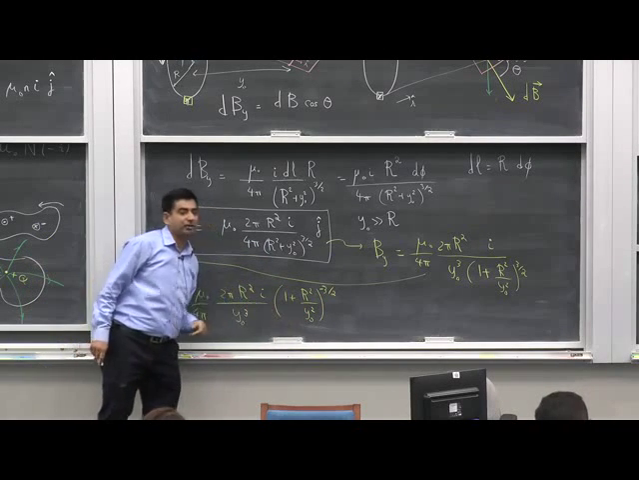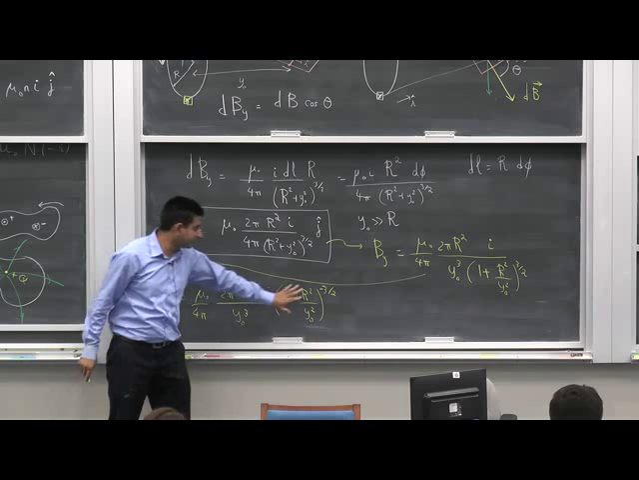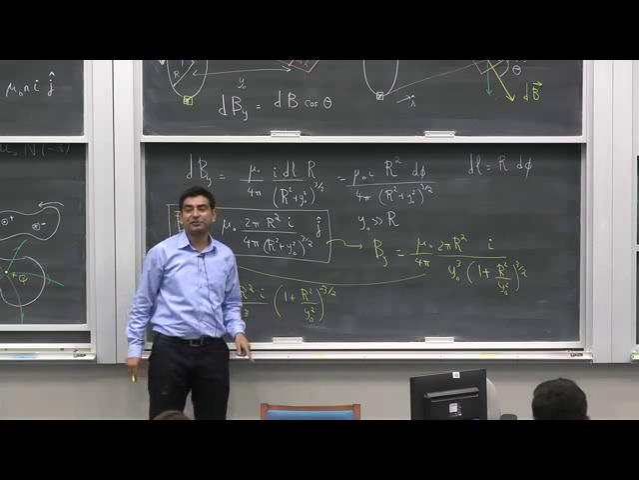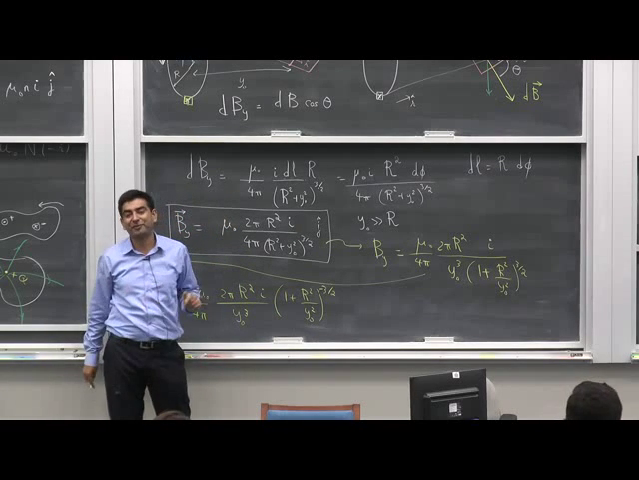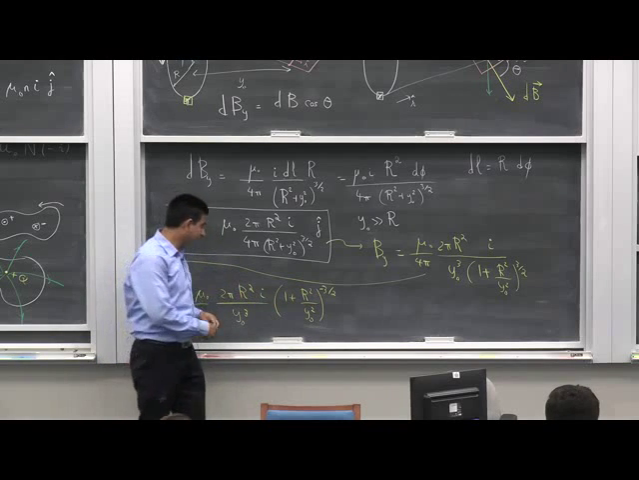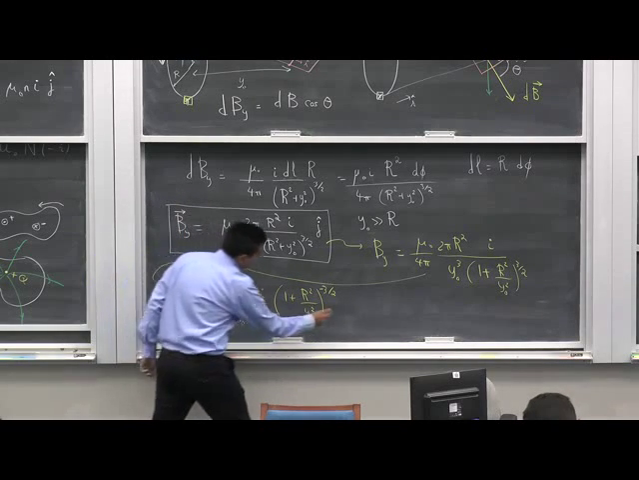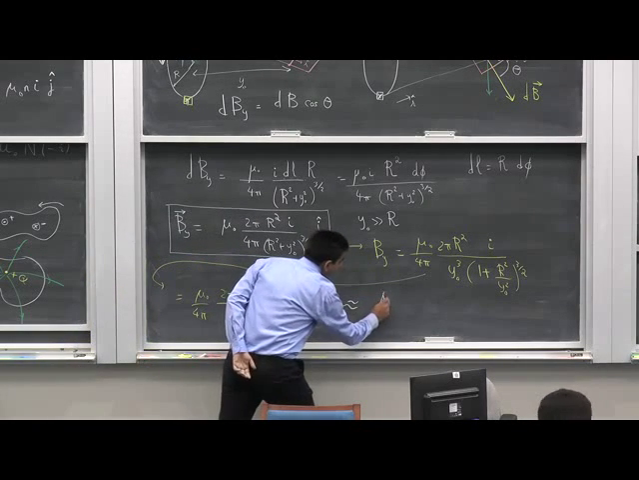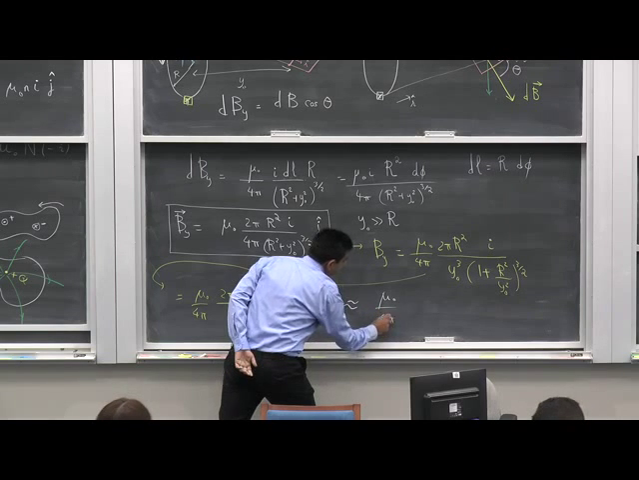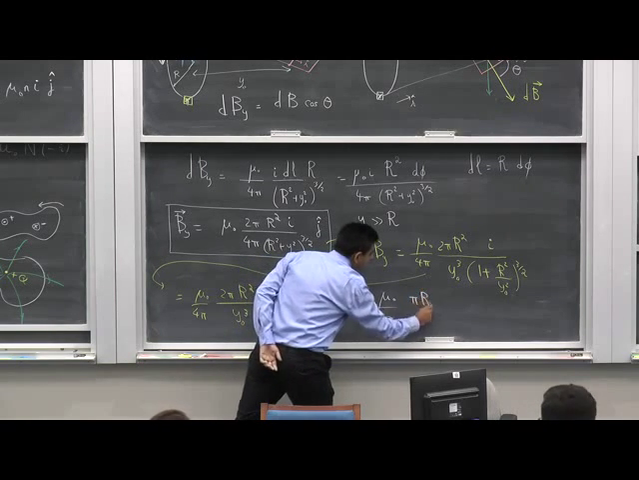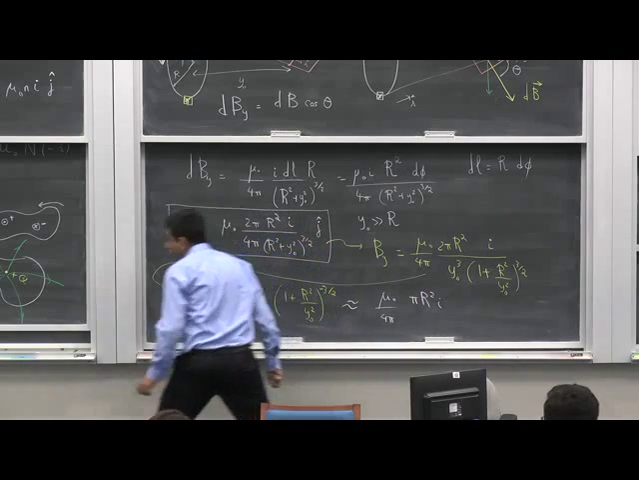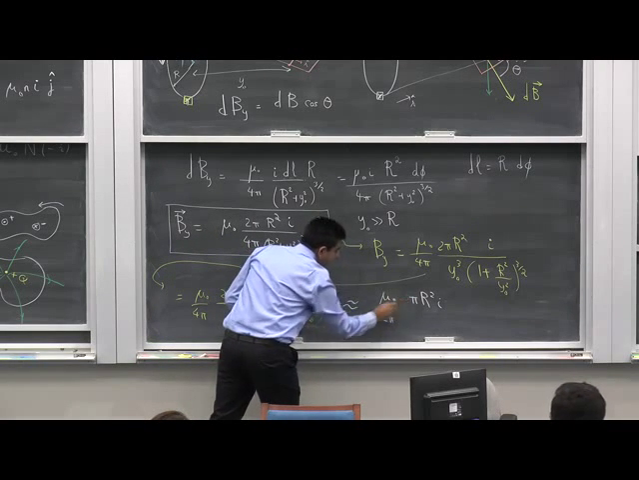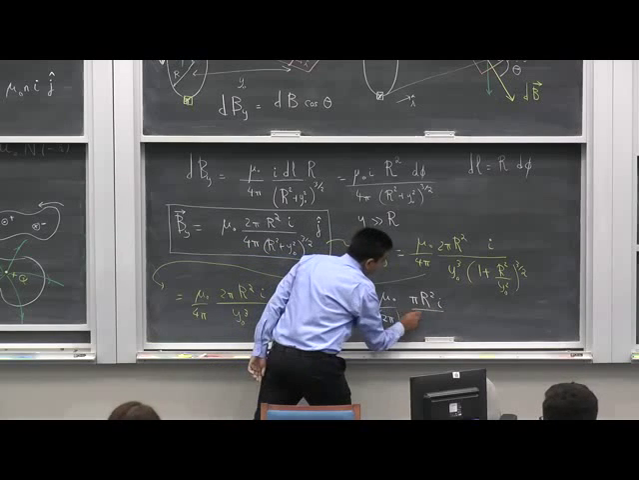Now if this is really small, I would not like to keep this term. r is much smaller than y naught, so r squared over y naught squared is even smaller than 1. So I can ignore this term. If I ignore this term, I get an approximation: mu naught over 4 pi, 2 pi r squared I divided by y naught cube. I'm not cancelling out this pi for a certain reason.